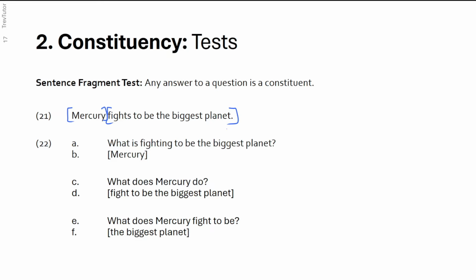What does Mercury fight to be? You might respond with the biggest planet. So that means the biggest planet is a constituent. And we can ask a lot of questions in order to get the full structure. But this is the sentence fragment test, and it's just a very simple test to use.